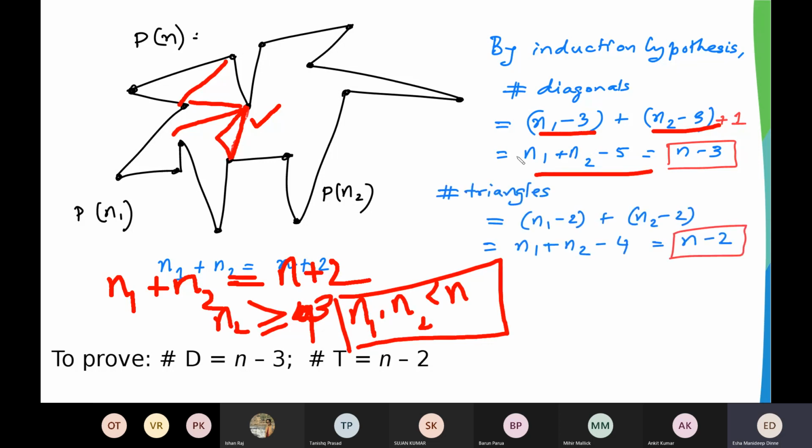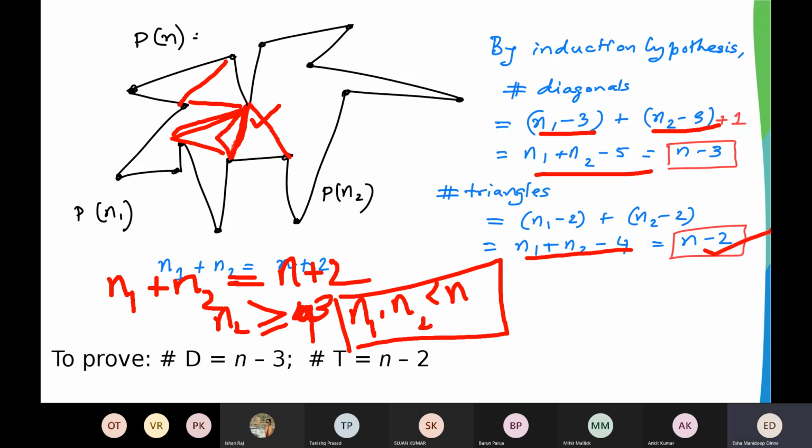Now the same thing for triangles: there are n1 minus 2 triangles here and n2 minus 2 triangles here. This diagonal doesn't add any triangles, because if there is a triangle like this and another triangle like this, splitting it won't add any triangles. So you add up the number of triangles in each part, and you have n1 plus n2 minus 4, which should be n minus 2.